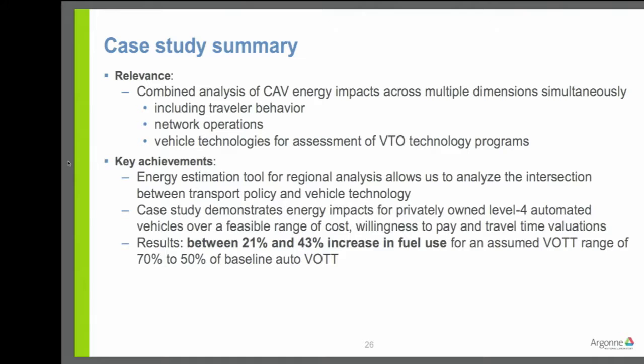So in summary, we've combined the analysis of CAV energy impacts across multiple dimensions simultaneously, including travel behavior, network operations, and vehicle technologies, really to look at the Department of Energy technology programs and their impacts under potential future mobility scenarios. So we've generated this regional transportation energy estimation tool, which allows us to analyze the intersection between transport policy and vehicle technology, and we demonstrate this through our case study on CAV analysis. Next slide.